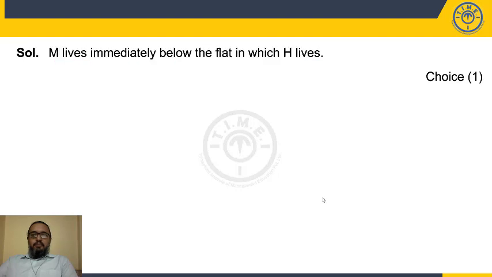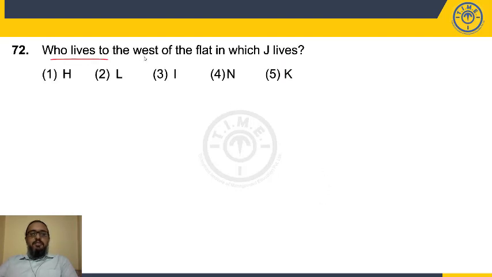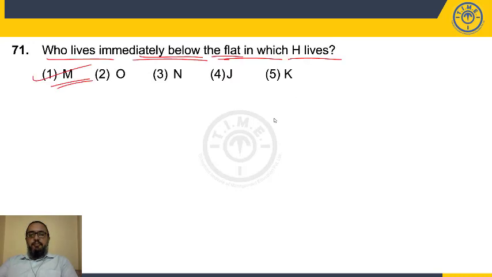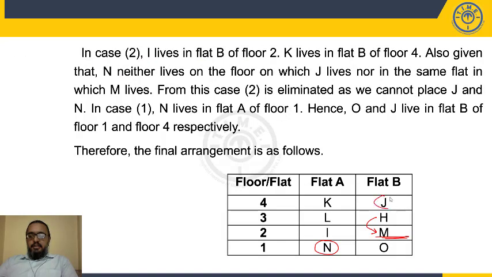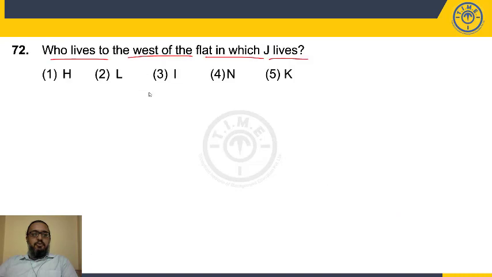Then, who lives to the west of the flat in which J lives? To the west of J. So J is here, and the west side of J means your left hand side. Who is living there? That is K. So choice 5, K, is the answer.